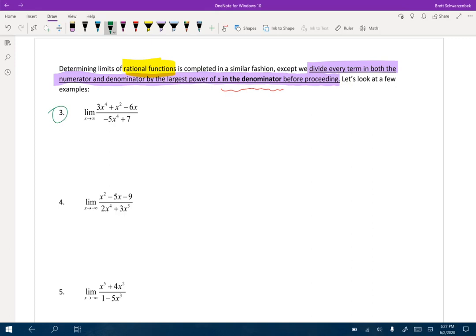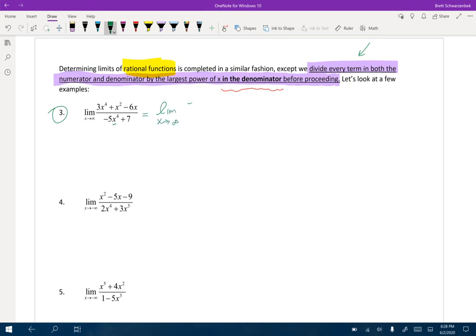We clearly see it's a limit at infinity, so that's our signal to use this type of strategy. So what is the highest power in the denominator? It's x to the 4th. It happens to be the highest power in the numerator too, but that doesn't matter for what we're doing. We just want it to be the highest power in the denominator. So we need to divide every term of the numerator and denominator by x to the 4th.